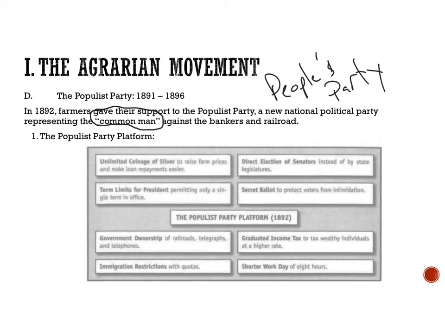So this is a Populist Party, aka the People's Party. This leads up to the Progressive Party of the early 1900s. Okay. First thing we need to make sure you guys know is the unlimited coinage of silver. That's important. Often asked about when you look at our economy, our money.